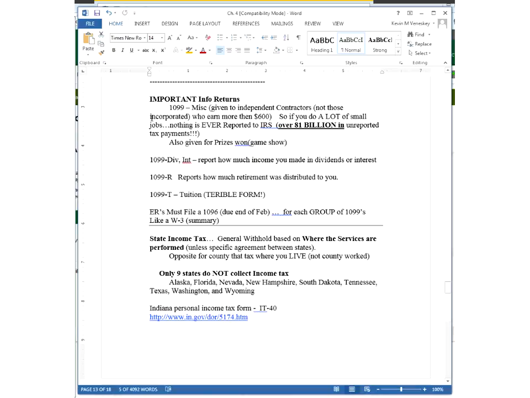1099s, these are called informational returns. That's what the IRS calls them. They don't have money really taken out of them. There are a few that'll show money taken out. W-2 is kind of an informational form, I guess, as well.